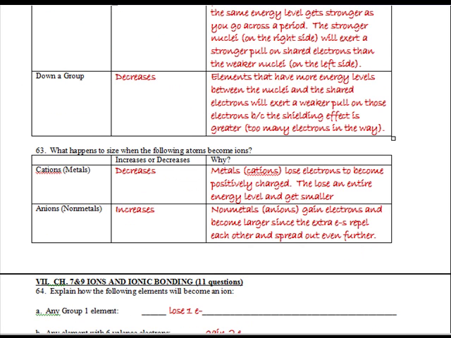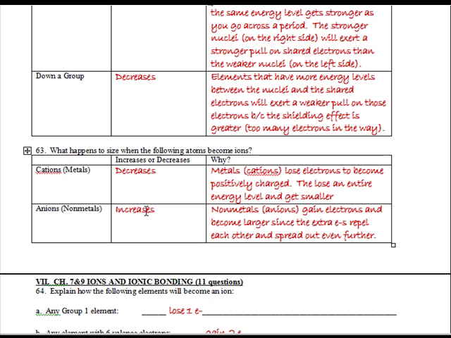And finally, number 63. What happens to the size? This one's kind of common sense. Cations, metals, are going to lose electrons. They become positively charged. And obviously, if you lose electrons, you're going to get smaller because you're basically losing an entire energy level. Like sodium, which ends in 3s1. It doesn't want that extra electron in the third energy level, so it kicks it out. There goes the third energy level. Now you're down to energy level 2, and it gets smaller by a whole energy level.